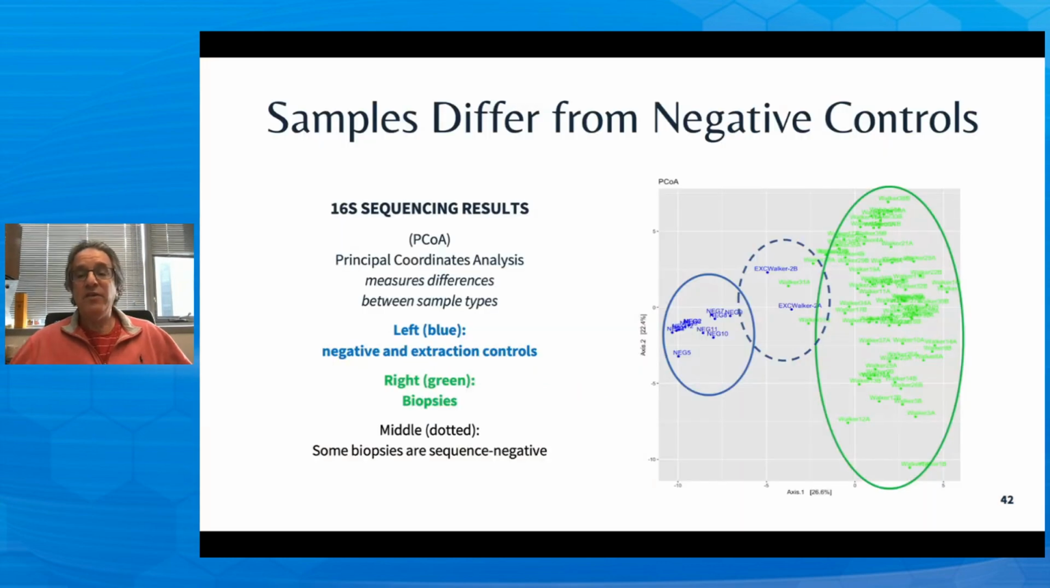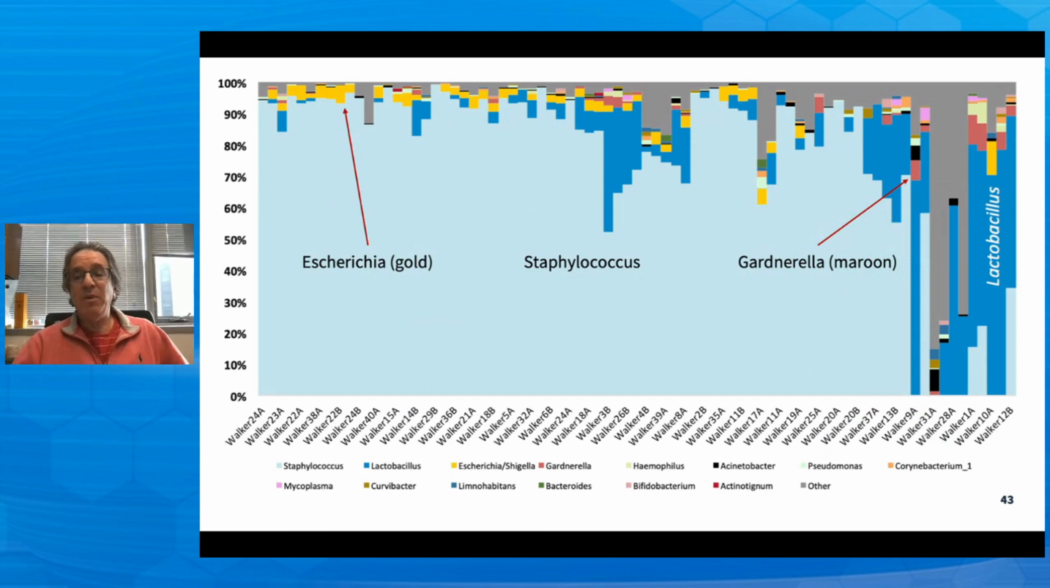So first things first, we wanted to make sure that the samples that we sequenced did not resemble the negative controls. This is a way to show you that the samples are distinctly different from all our controls, so that we're not accidentally studying contamination. We're very careful about that. And here's what we got when we were done.